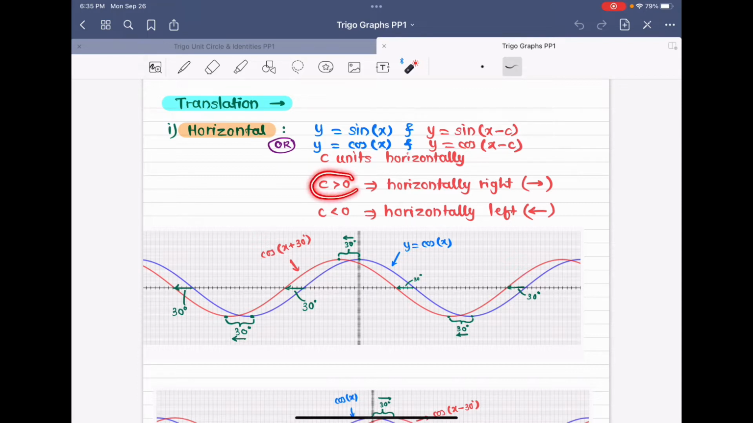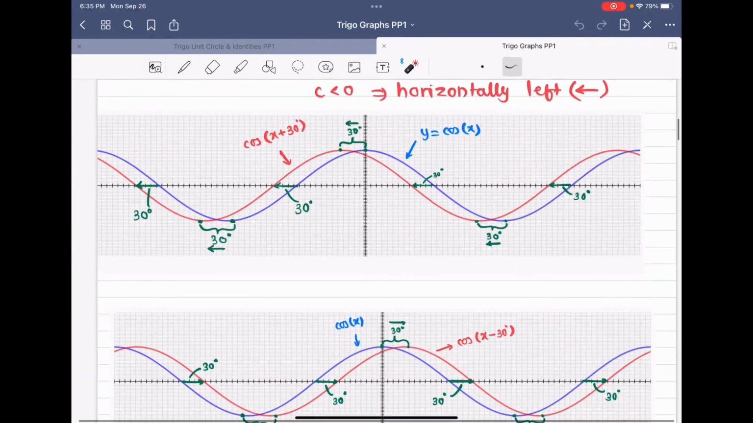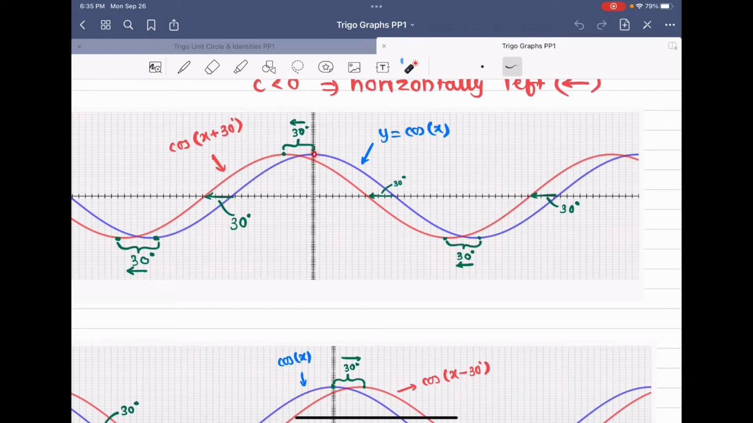So if c is greater than 0, that means a positive number, if I say x minus 30, it moves horizontally to the right. And if your c is negative, say c is negative 30, so x minus c becomes x plus 30, the graph moves towards the left. So see both ways. Here I am taking y is equal to cos x. Cos x always starts with 0, 1. This is half crest, 1 trough, and this is half crest. So the blue curve is your y is equal to cos x.